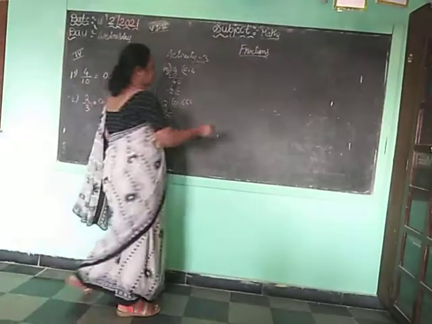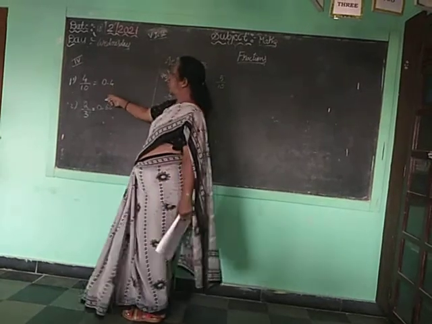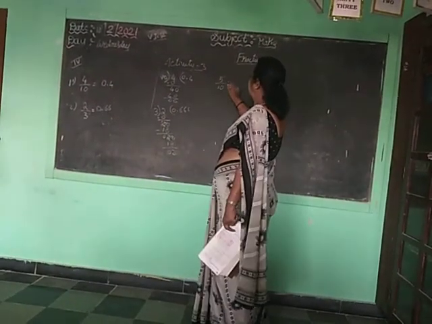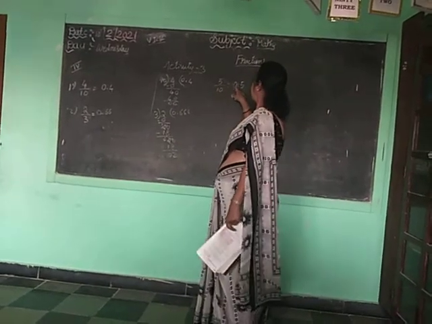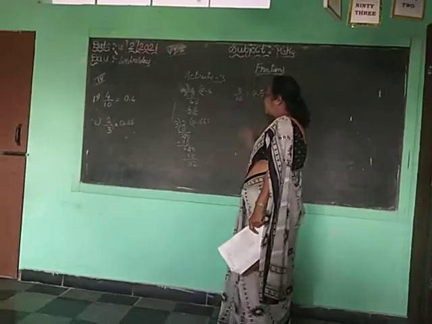Now 5 by 10. So 5 by 10 is how much? You have written 4 by 10 what? 0.4. So 5 by 10 is 0.5 because 5 is in the 10th place. See, after decimal point is 10th. So 0.5.